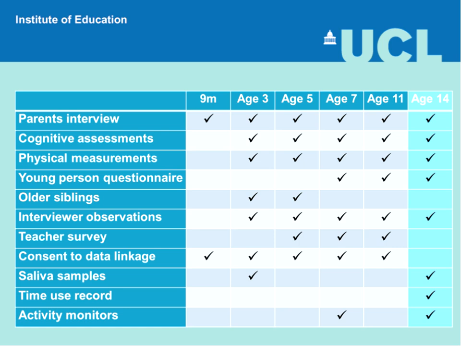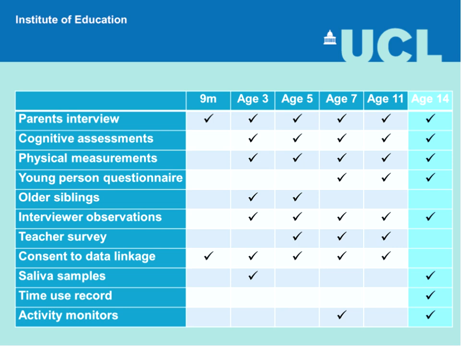As you can see from the slide on the screen at the moment, not only do we include parental interviews, but we have been involving the cohort members themselves from a very young age. From the age of 3, we've carried out cognitive assessments and physical measurements with the cohort members, and they've been completing their own questionnaires since the age of 7 as well.